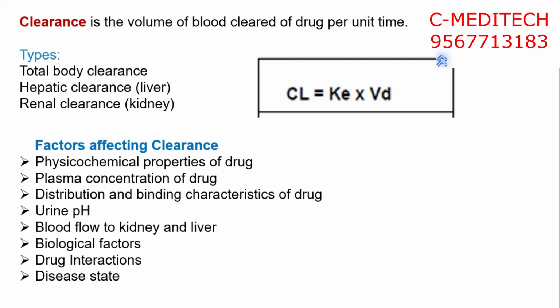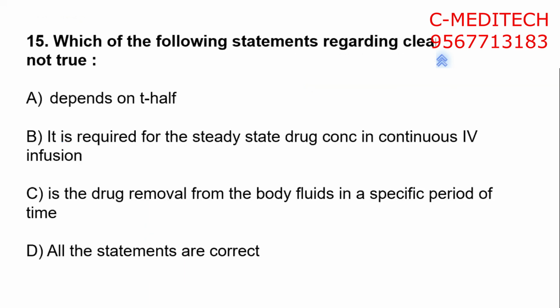Okay, so now let's get back to our question. Which of the following statements regarding clearance is not true? So it is option A. It depends on T half. Clearance doesn't depend on T half. T half depends on clearance, but it is not the reverse. So clearance does not depend on T half. So this is the right answer. And all the other statements are correct.